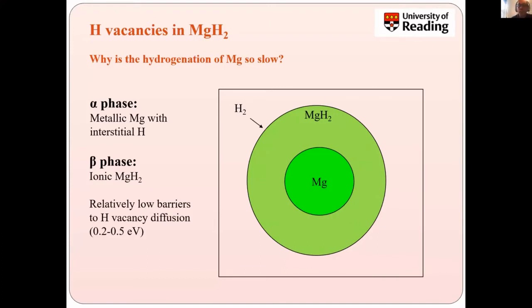The diffusion barriers inside magnesium hydride are not high. They are in the order of 0.2, less than 0.5 eV, compared to other systems with similar vacancy-mediated barriers. There seems to be very little diffusion. So we wondered why that was the case. Maybe the reason is that there are very few vacancies in magnesium hydride in the first place. It's very difficult to create vacancies.